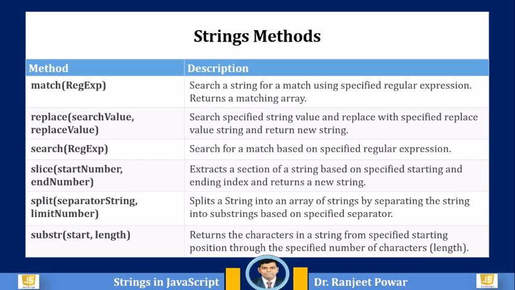The next is substr. It has two parameters, start and length. This function returns the characters in a string beginning at the start and through the specified number of characters, length. Length is optional and if omitted, up to the end of the string is assumed.